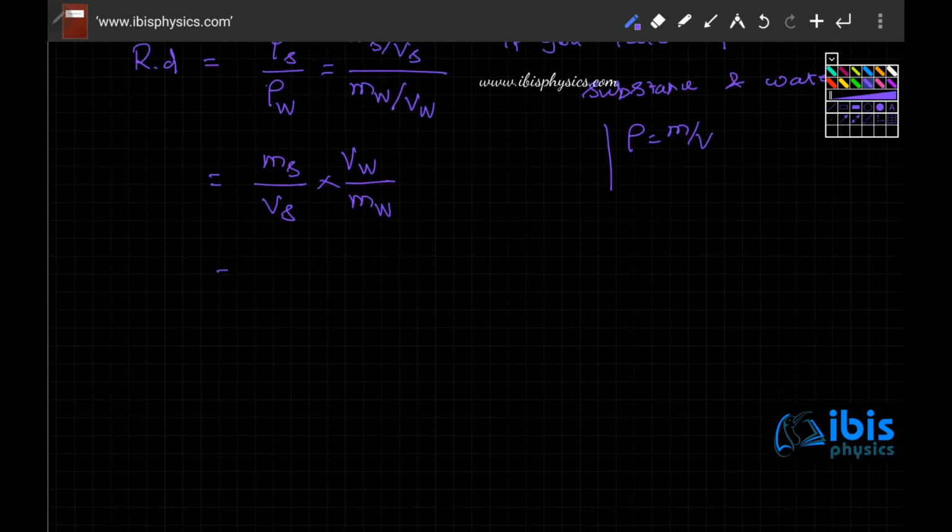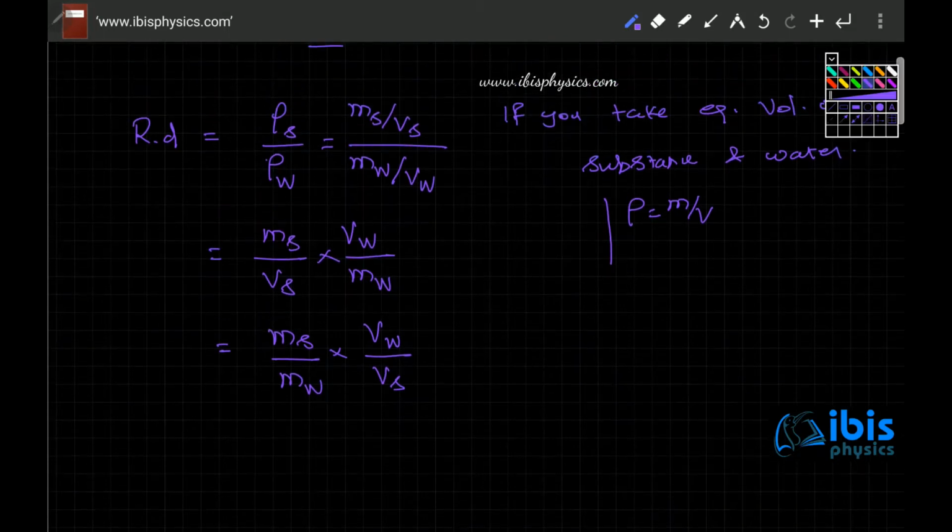Then what we are going to do is the mass of the substance by the mass of the water into the volume of the water by the volume of the substance. So what we have basically done here is, the numerator I have written as it is, and for the denominator I have taken the reciprocal and multiplied it. That's how we do, right?